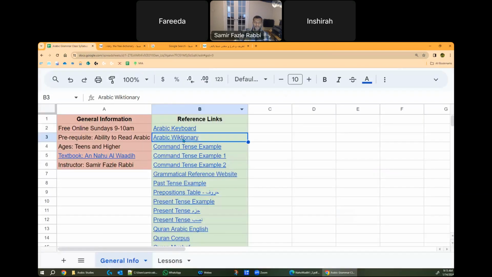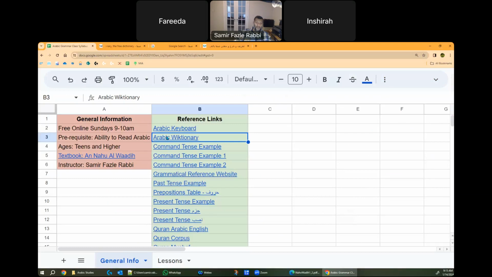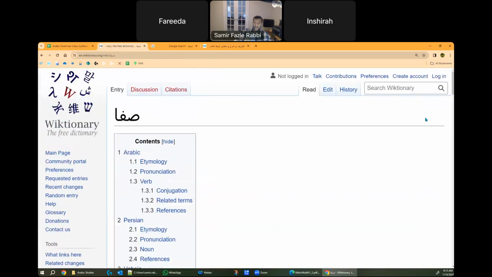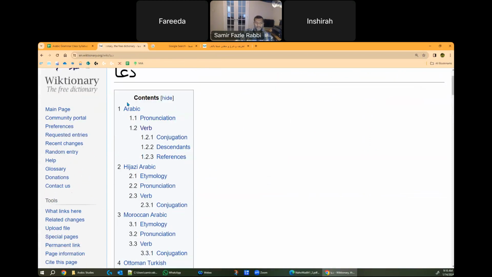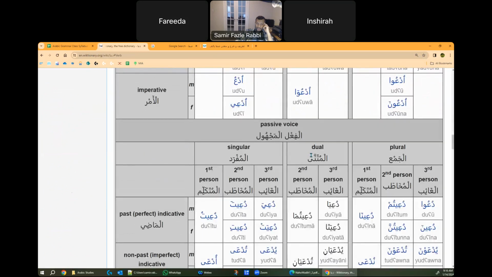So I would say, if you had a word here, then you can just Google it, or you can go straight up to this Wiktionary and then type it up here in the top right corner. So let's do dua. This is a good question. The nice thing is that it has all the tashkil and stuff. So here we have also the verb da yad'u, to call, to invite or summon, to call up, call upon, appeal, to urge. They did a very good job in here. Very, very good. And then we go to conjugation, it has all the conjugations too.